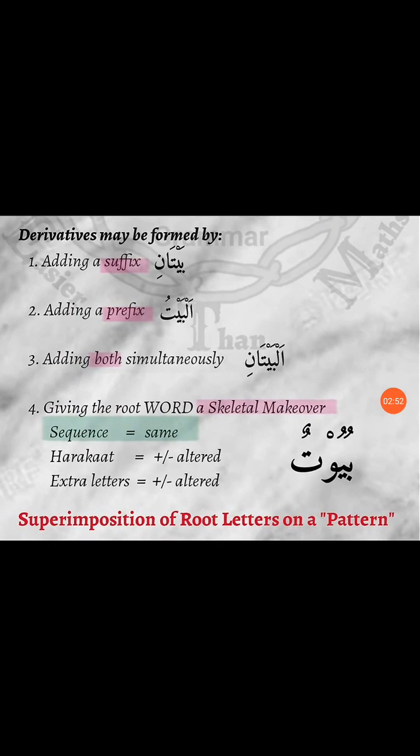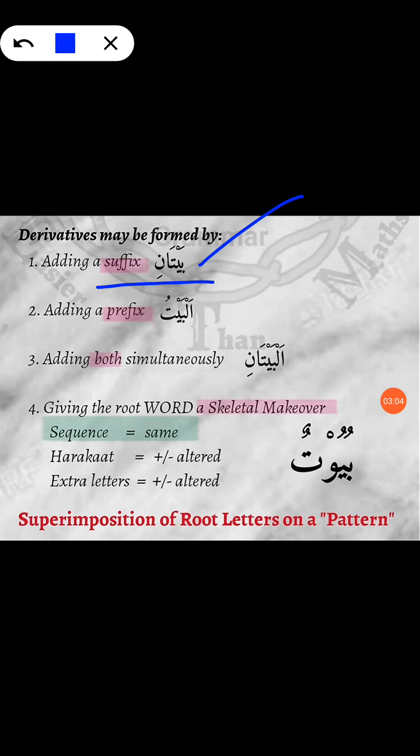Okay, what do we need to know next? We need to know that the derivatives can be formed by various ways. Alright, so for example, one of the ways is by adding a suffix, and we just did this. Our main word is, or rather was, baitun. Okay, now here this ba is our first root letter, ya second root letter, ta third root letter, and then we added a suffix, it became two houses, baitani.